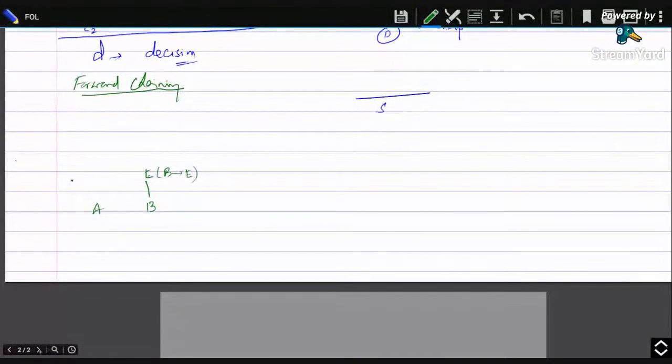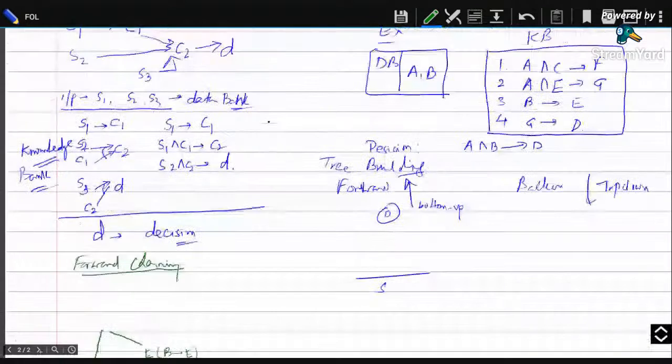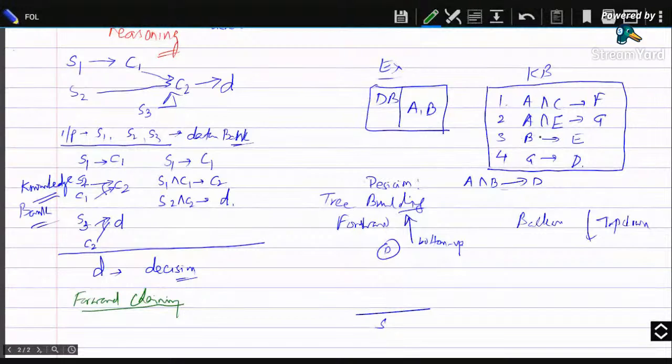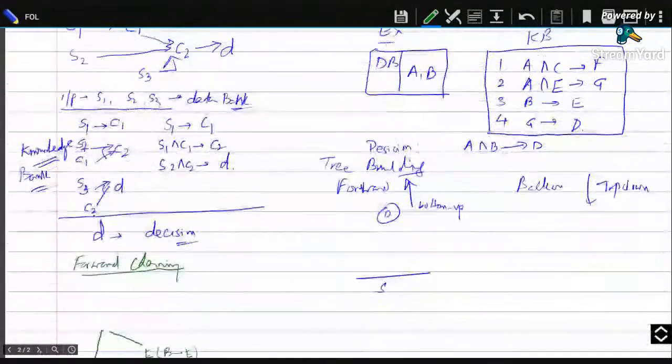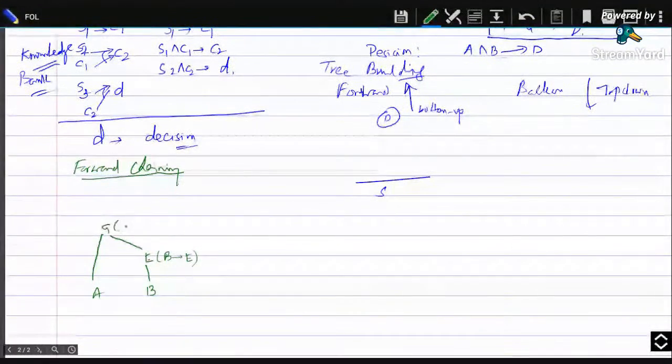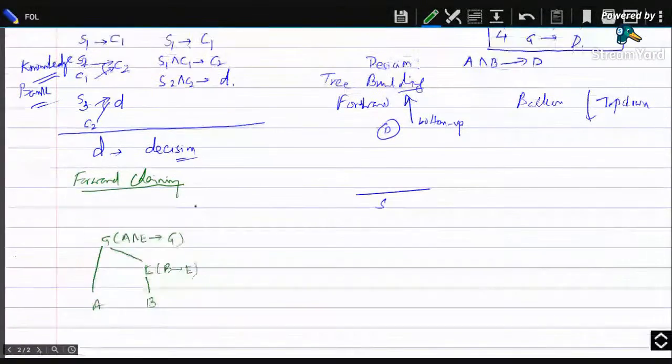So take A, take E, and what do you get from A and E? You get G. How? A is true and E is true implies G is true. Because B is true, E is true, A is true. So A is true, E is true, both are true. Therefore, A and E is true, and hence G is true. So we have reached till here.